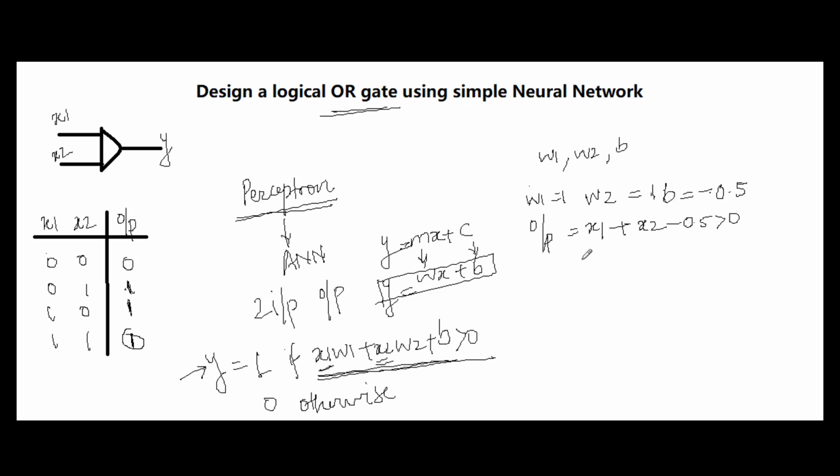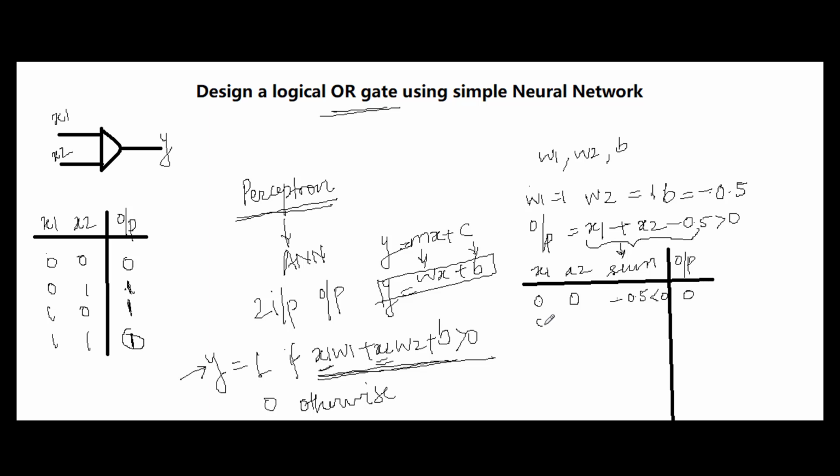Now let's write a table again and check the values. Here x1, here x2, here I'll write sum, which is nothing but the equation calculation, and then finally we have output. Let's start with the very first input, where x1 is 0 and x2 is 0. When I put this in the equation, 0 plus 0 minus 0.5, my sum will be minus 0.5. This is less than 0, so my output will be 0.